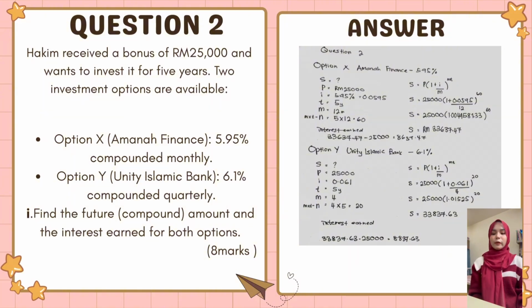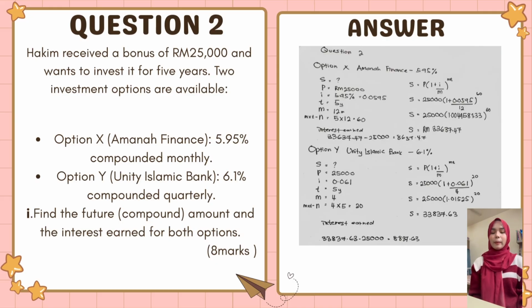For option Y, Unity Islamic Bank, the interest rate is 6.1%. The principal amount is 25,000 and the interest rate is 0.061. The time period is 5 years. M equal to 4. N equal to M multiplied by T equal to 4 multiplied by 5 equal to 20. I use the same formula.